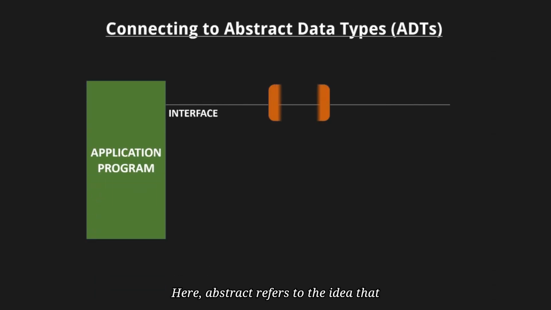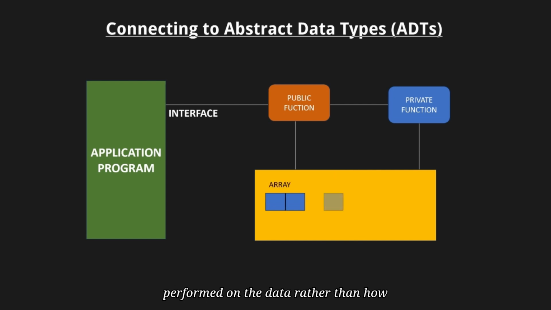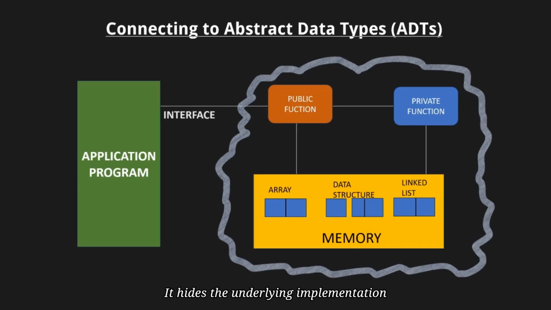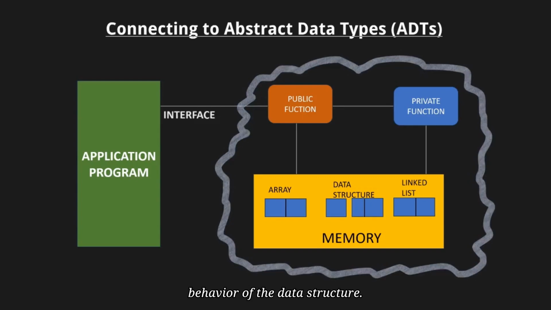Now that we've covered these fundamental operations, let's connect them to a broader concept, abstract data types, or ADTs. Here, abstract refers to the idea that we focus on what operations can be performed on the data, rather than how these operations are implemented. It hides the underlying implementation details and emphasizes the interface or behavior of the data structure.